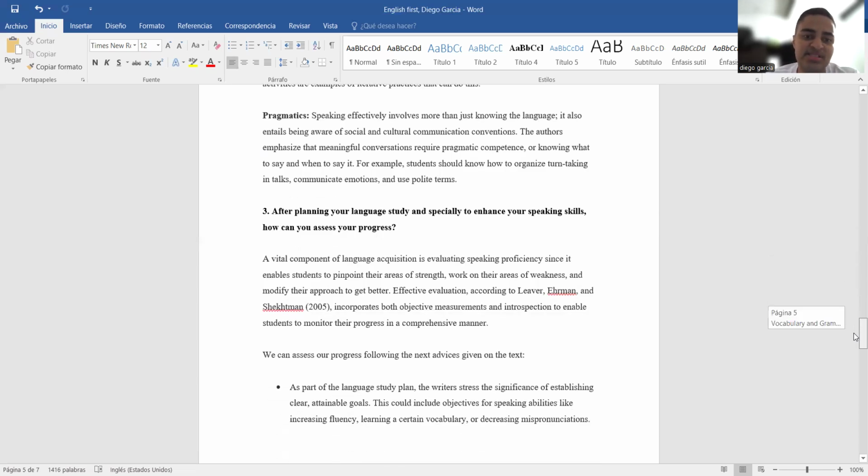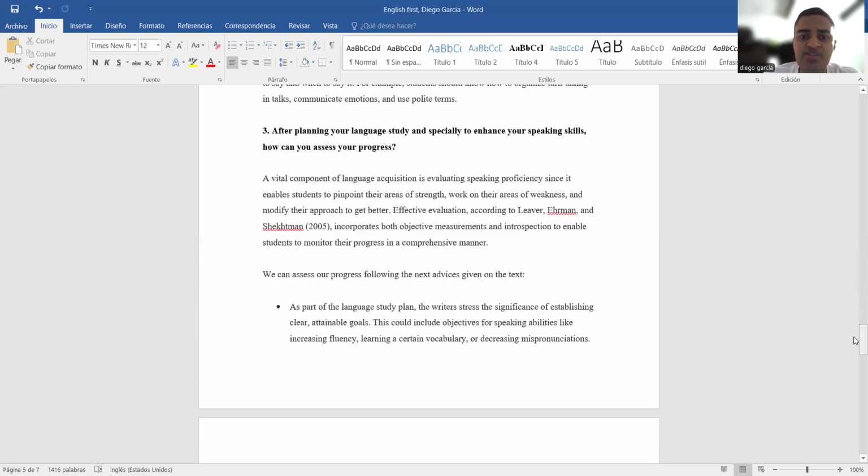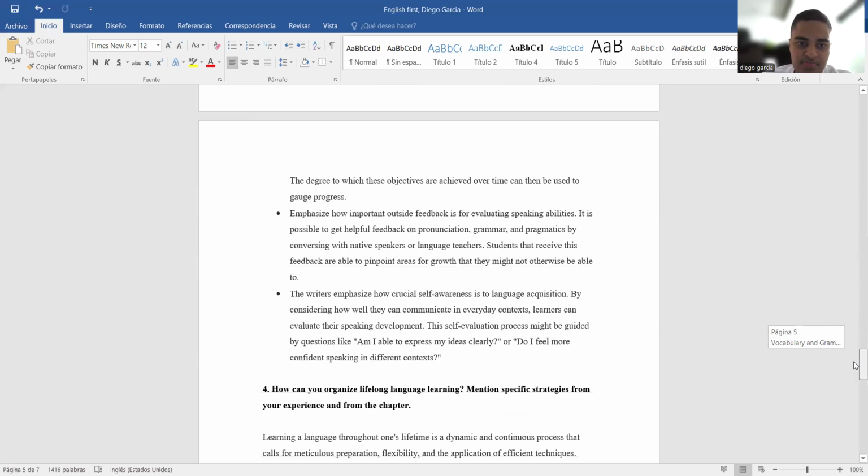After planning your language study and especially to enhance your speaking skills, how can you assess your progress? First of all, we can assess this progress. According to the writers, they stress the significance of establishing clear and attainable goals. This could include objectives for speaking abilities like increasing fluency, learning a certain vocabulary, or decreasing mispronunciations.